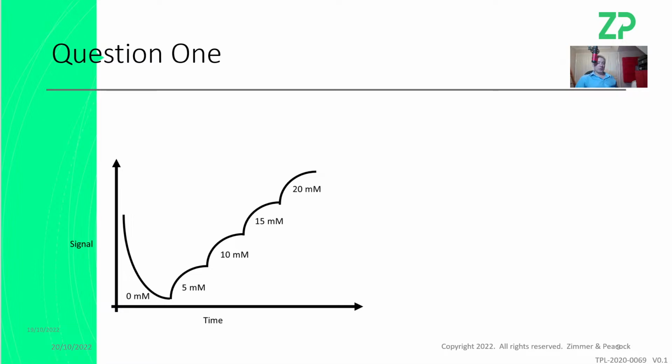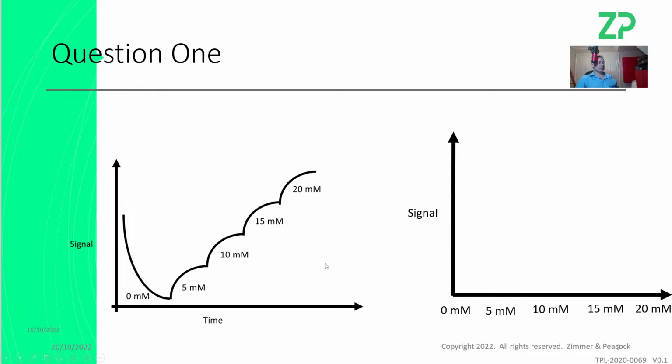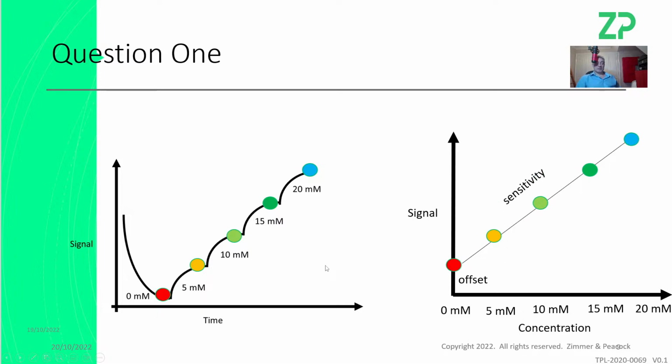Most people who watch this channel know this, but I'll just spell it out. The way we then do it is, we take the signal at 0 millimolar, we plot that signal. We take the signal at 5 millimolar, we plot that signal. 10, we plot that signal. 15, we plot that signal. 20 millimolar. And from that, it allows us to calibrate the offset and sensitivity. This is a straight line that we often use, and the signal is equal to the gradient times the concentration plus the offset. That is the general equation that we follow.